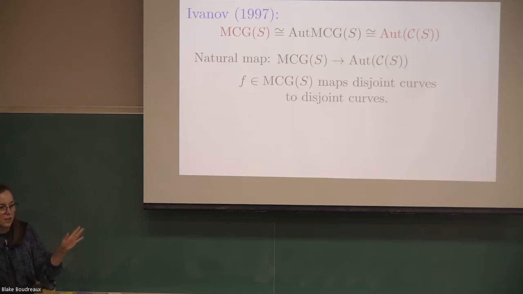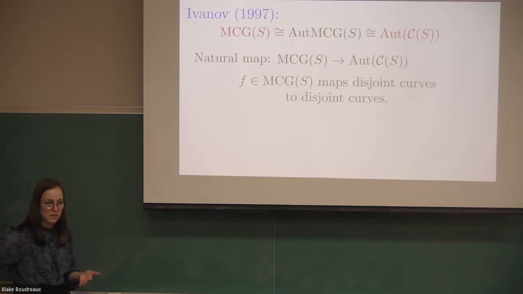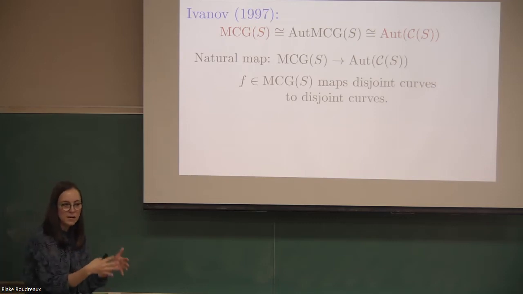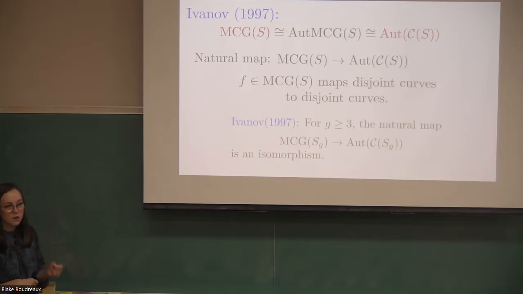But now there's a question. Suppose that I apply an automorphism to my curve graph. Does this induce a homeomorphism of the surface? In particular, can you use graph theoretical information to determine where each point of the surface gets mapped to when you apply this automorphism? And Ivanov was able to show that you could. Ivanov showed that for surfaces of genus at least 3, the natural map from the mapping class group to the group of automorphisms of the curve graph is in fact an isomorphism.